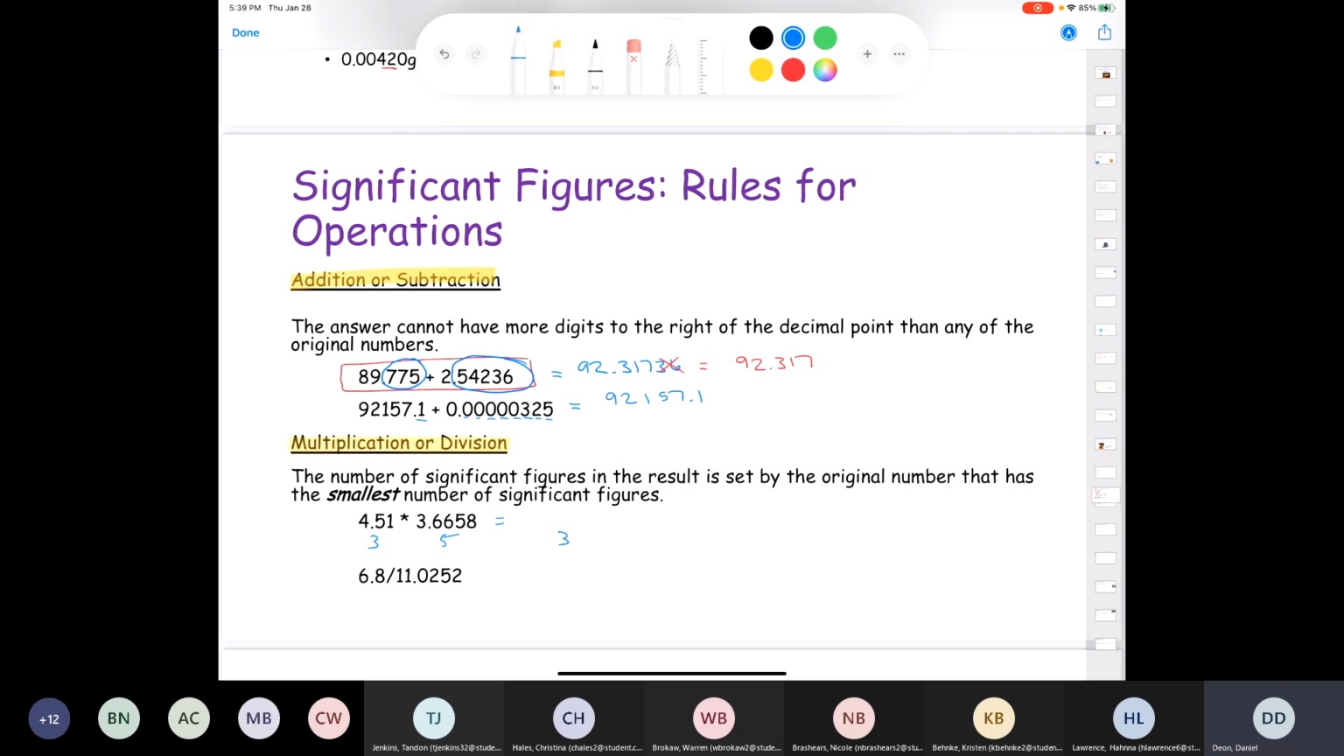So when I punch that into my calculator, let me do it right now. If I take 4.51 multiplied by 3.6658, I end up with this number. Look, this is what my calculator tells me.